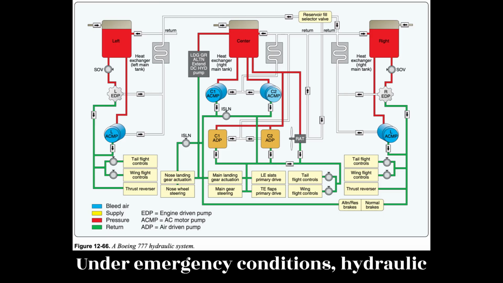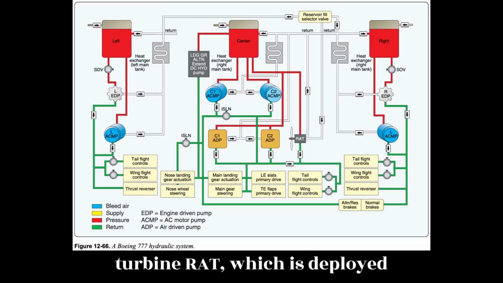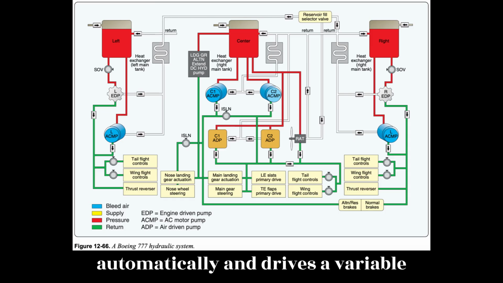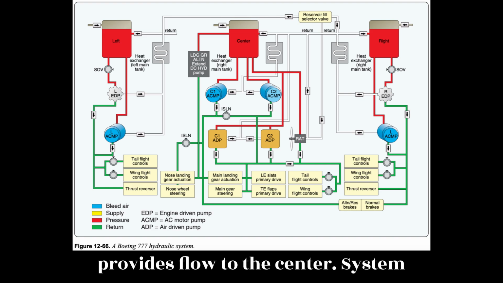Under emergency conditions, hydraulic power is generated by the ram air turbine, RAT, which is deployed automatically and drives a variable displacement inline pump. The RAT pump provides flow to the center system flight controls.